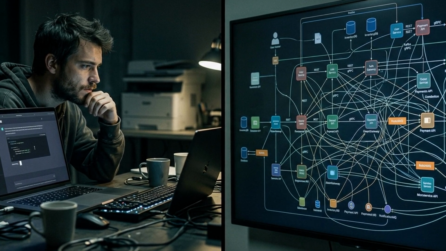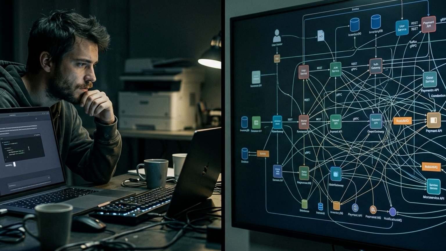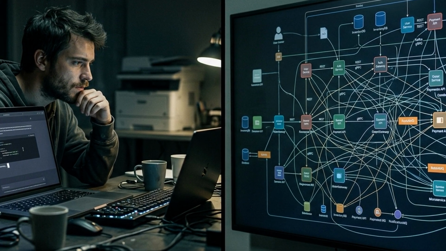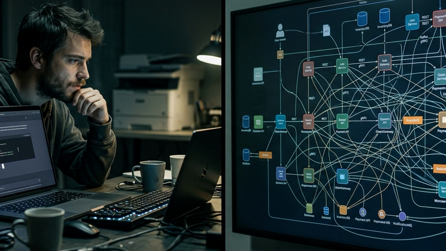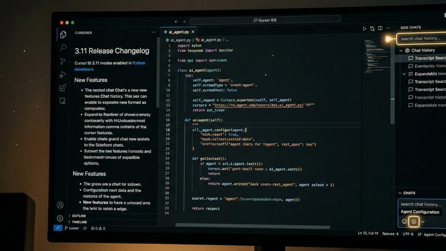For toy projects, this is a minor annoyance. For production code bases spanning dozens of services, it's a fundamental constraint. Cursor 3.11 aims to break it. Released in mid-2025, Cursor version 3.11 introduced 3 interconnected features.